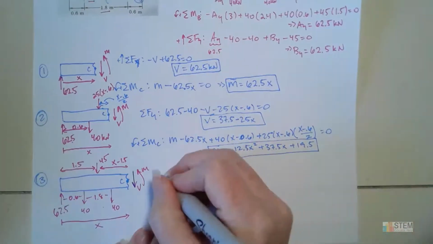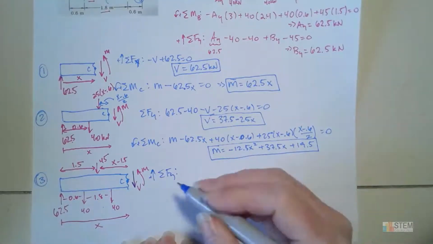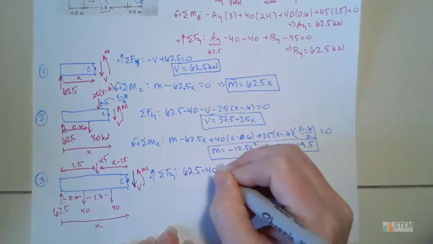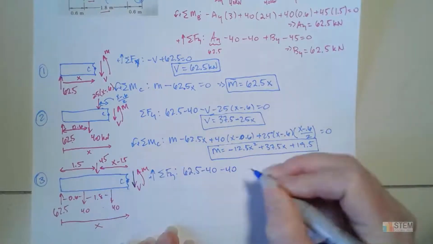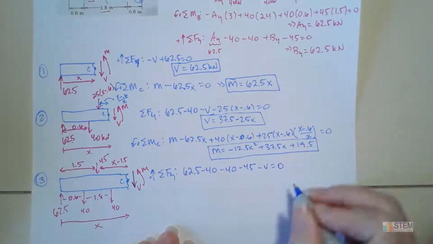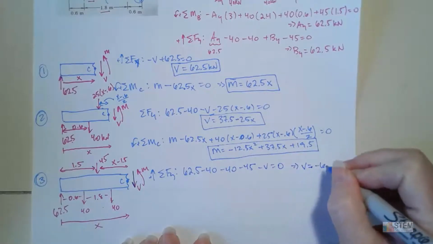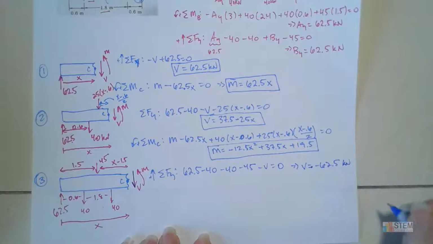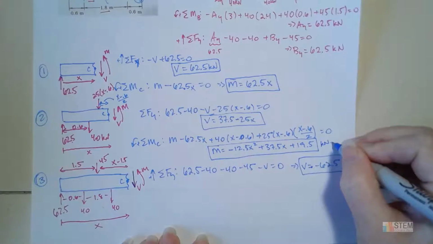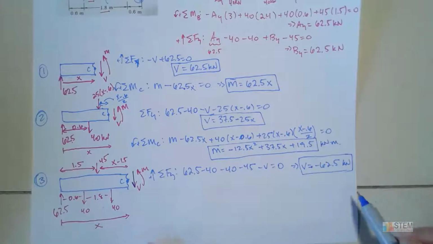Okay, so y'all know the drill here, equilibrium equations. All right, so forces in the y direction, going up is positive. So we have our 62.5 minus 40, minus 40, we have the minus 45, and then minus v. All right, so now we simplify all of this. So v then is going to be negative 62.5, and that's going to be kilonewtons. I've been not putting my units here. Everything's either kilonewton meters for the moments or kilonewtons for v.